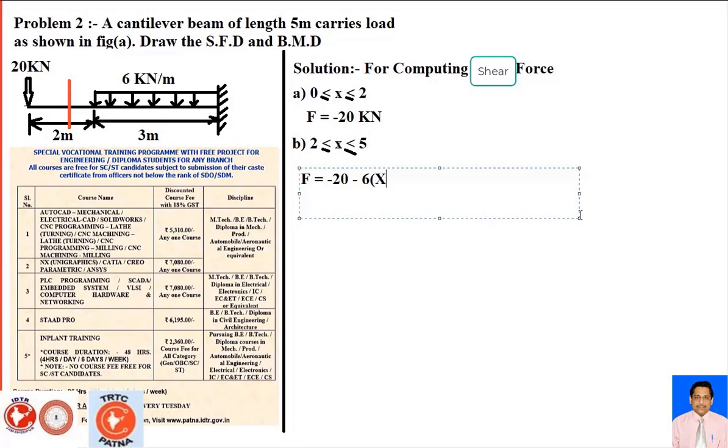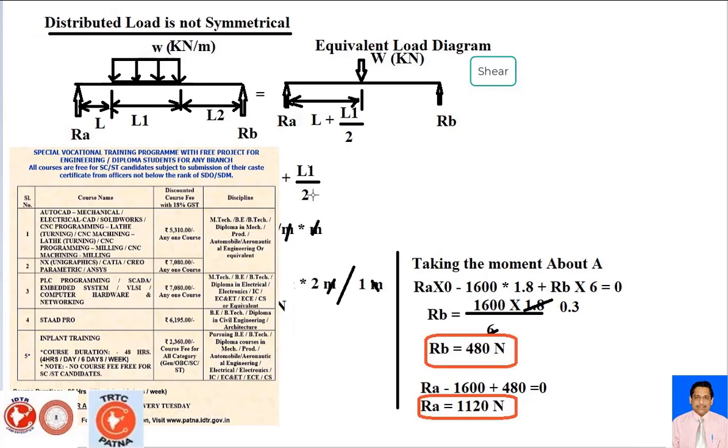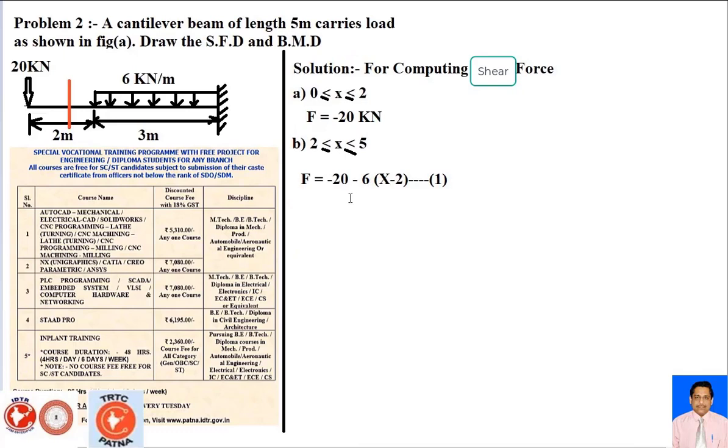Then x minus 2. So why have I written down here the 6x minus 2? Already discussed in the previous procedure on this problem. So why I will write down here minus x by 2. So minus 20 minus 6 x minus 2. So now compute the value.